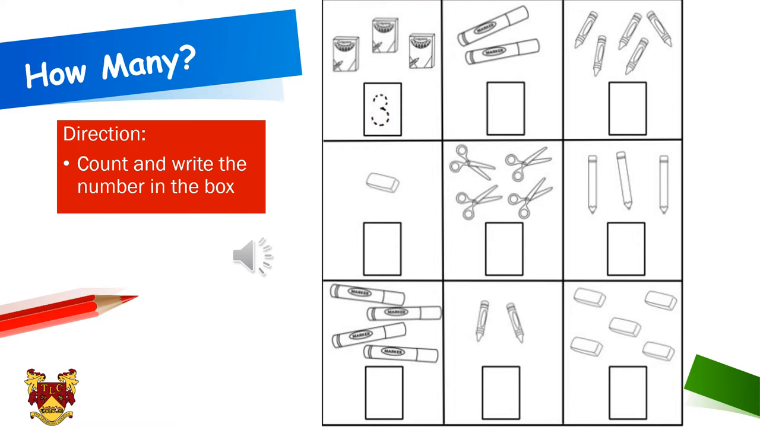What do you see? These are colored pencil boxes. So let's count how many boxes do we have here. 1, 2, 3. There are 3 boxes. So you will write number 3 in the small box.